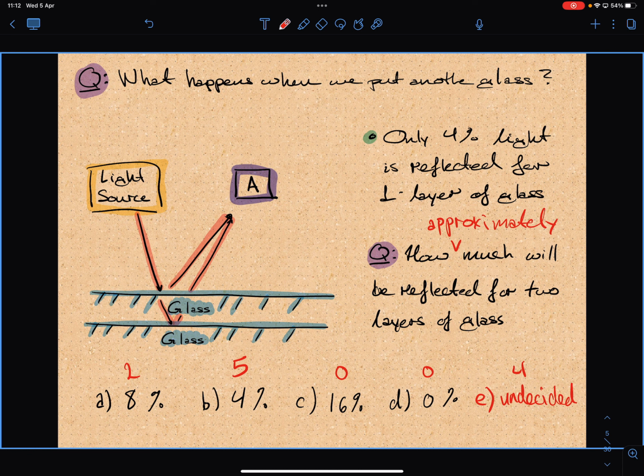Now, turn to your neighbor and try to figure out what the answer is. And we'll come back to it. Try to convince yourself.